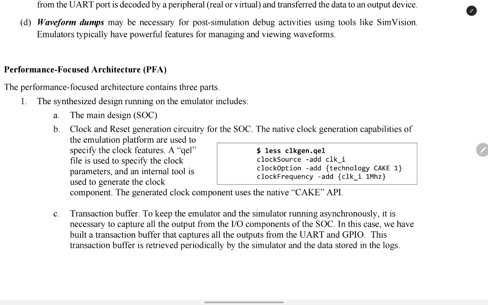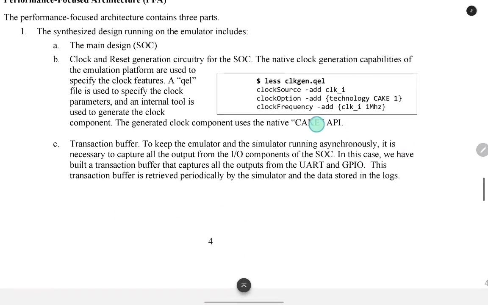Performance-focused architecture (PFA). The performance-focused architecture contains three parts. 1. Synthesized design running on the emulator includes: A. The main design SoC. B. Clock and reset generation circuitry for the SoC. The native clock generation capabilities of the emulator are used to specify the clock features. A core QEL file is used to specify the clock as a preference, and an internal tool is used to generate the clock component. The generated clock component uses a native API.